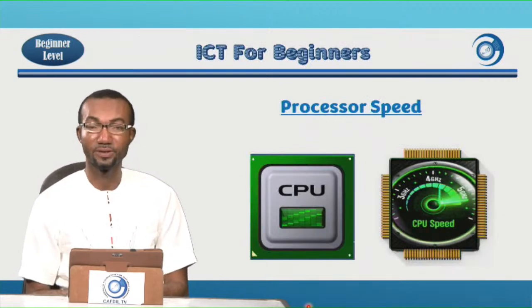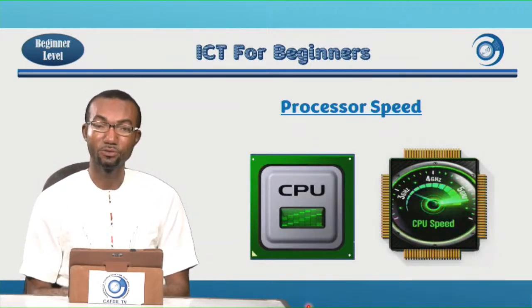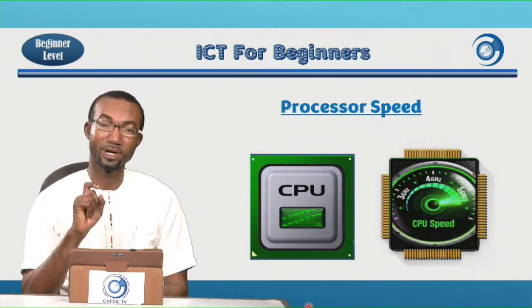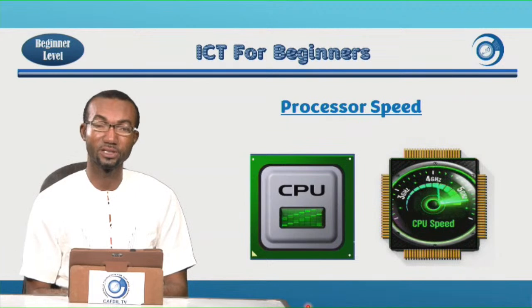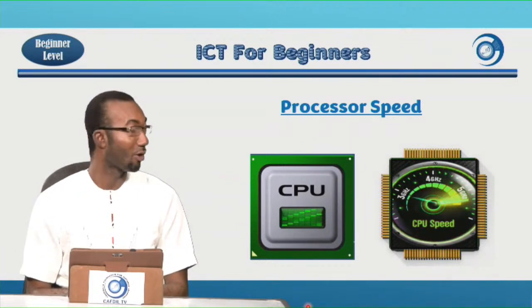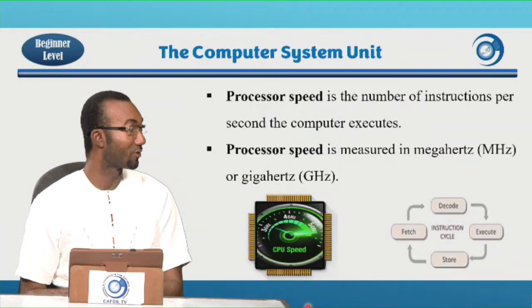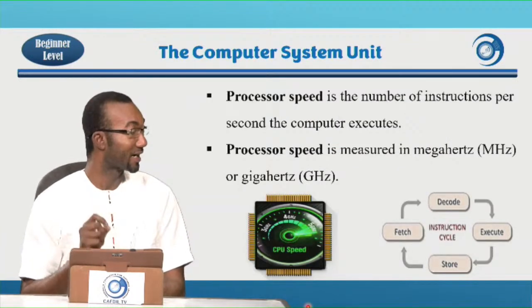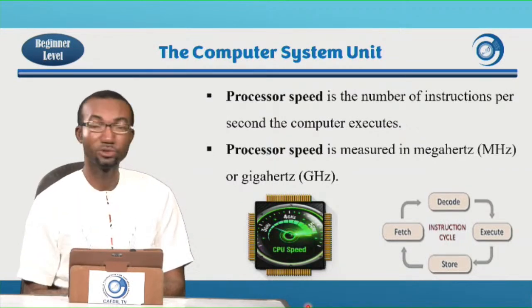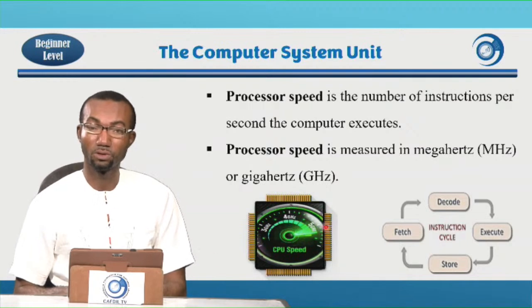Now let's get to speed. Anytime you buy a new PC, you right click on the My Computer icon and then you go to properties. It will give you the speed of your processor. When we talk about speed of the processor, what does it mean? The speed is the number of instructions per cycle or per second the computer executes. This is what we call instruction cycle. And the speed is the number of cycles that the processor can perform in a second.